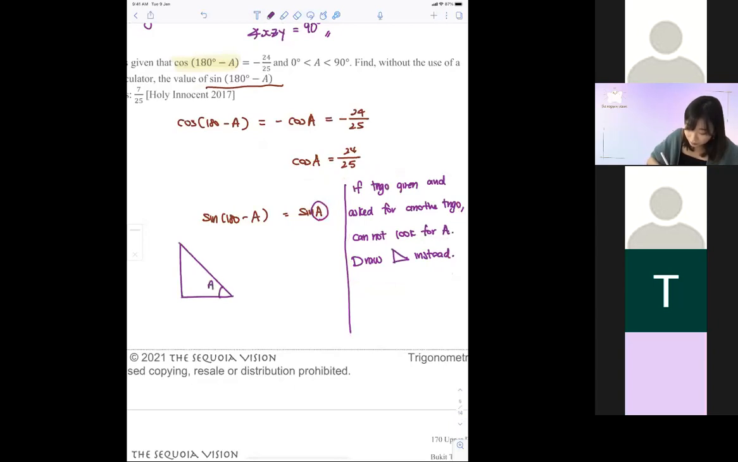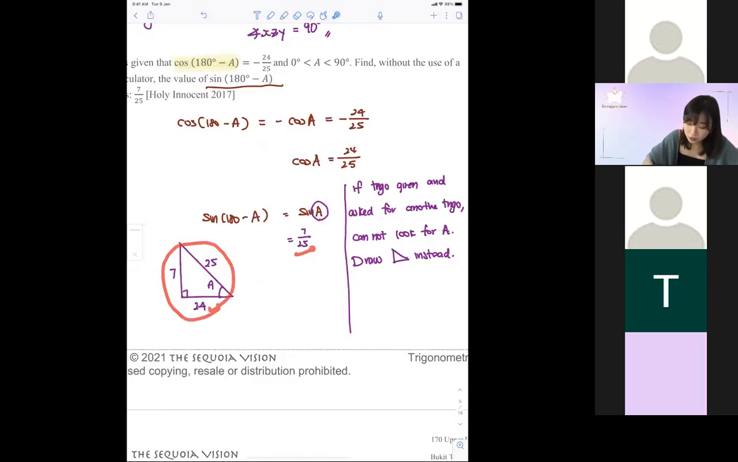And I randomly call this A. As long as you have a 90 degree, you have one angle A, this can be A as well, up to you. So if this is A, cosine is A over H. This is A, this is H. So adjacent, hypo, using Pythagoras theorem, this is 7. Therefore, sine A equals opposite over hypo, 7 over 25. So just put here 7 over 25.